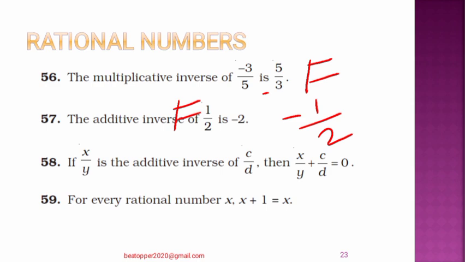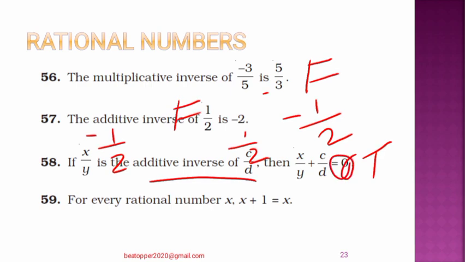If x by y is the additive inverse of c by d, then x by y plus c by d is equal to 0. Yes. If c by d is equal to say 1 by 2, then the additive inverse x by y is equal to minus 1 by 2. So if you add 1 by 2 plus minus 1 by 2, it results in 0. For every rational number x, x plus 1 is equal to x. That is false. Okay, we have to take say x is equal to 3. 3 plus 1 is equal to 4. So it is not equal to x itself.